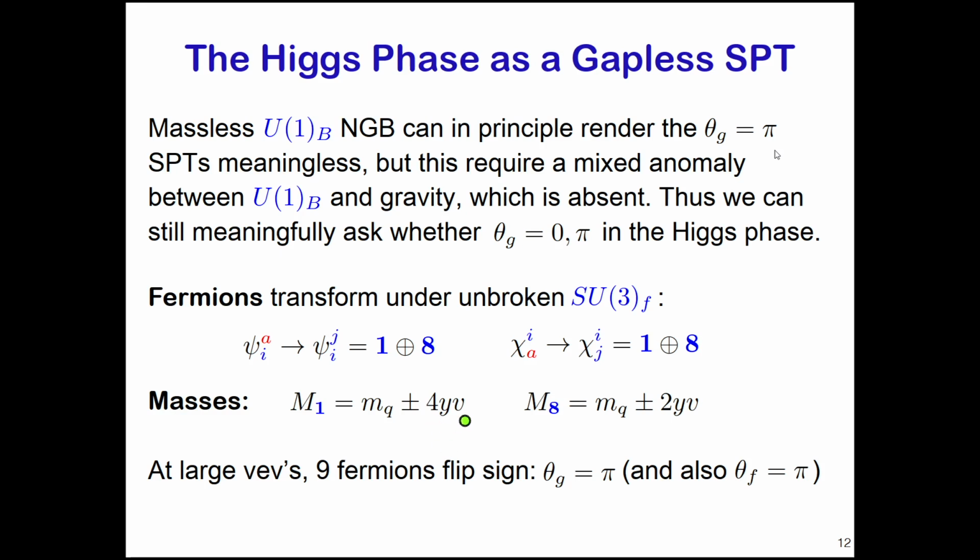So what you see from these formulas is if you make the Higgs VEV very big, if you're deep, deep in the Higgs phase, then half of the fermions acquire a plus sign, and half of the fermions acquire a minus sign. And since there are 9 plus 9 two-component fermions to begin with, it means 9 of them have flipped sign. And that means that the theta angle has jumped an odd number of times, and you end up in the non-trivial SPT with theta equals pi.